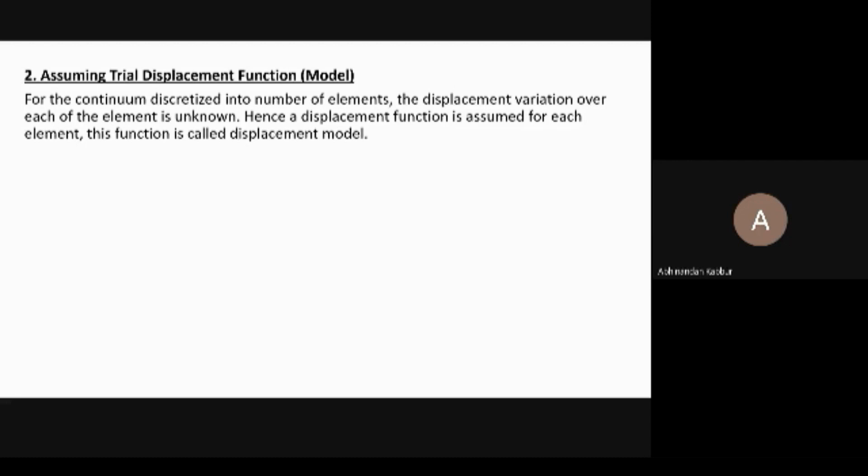Now, what is this trial displacement function? Sometimes it is also called the displacement model. Now, why do we need to assume this trial displacement model? See, that is what I explained here. For the continuum discretized into a number of elements, the displacement variation over each of the elements is unknown. Hence, a displacement function is assumed for each element. This function is called the displacement model.